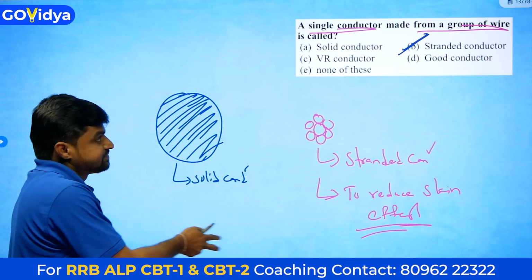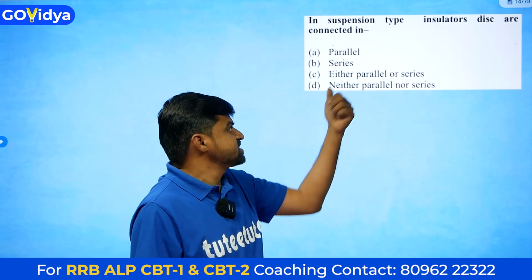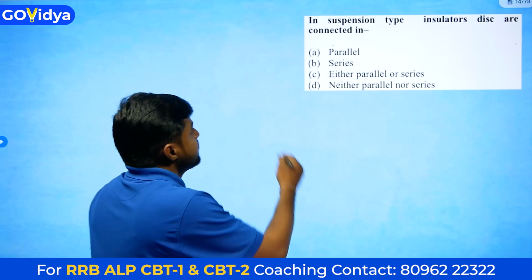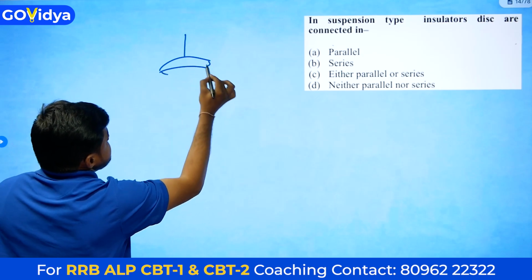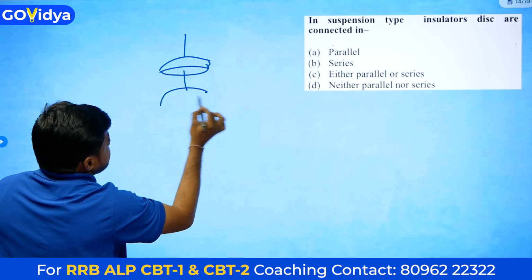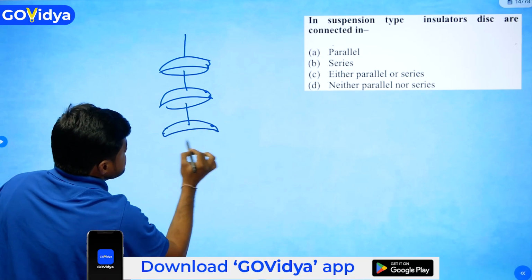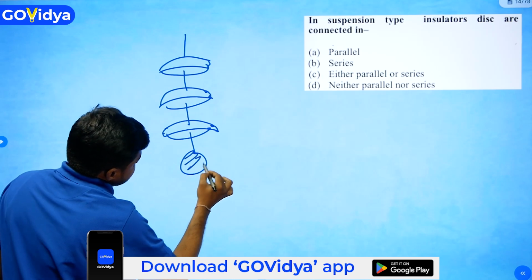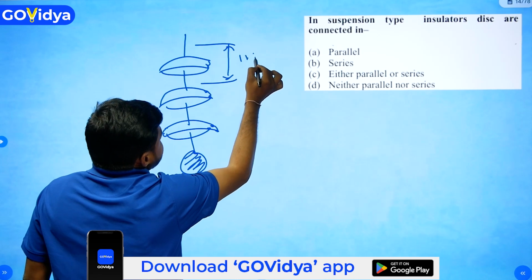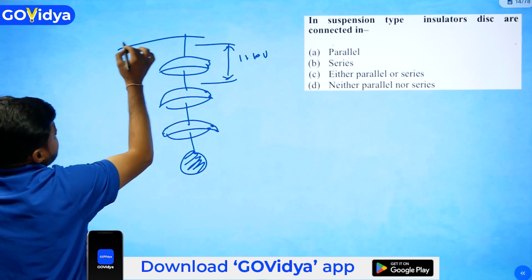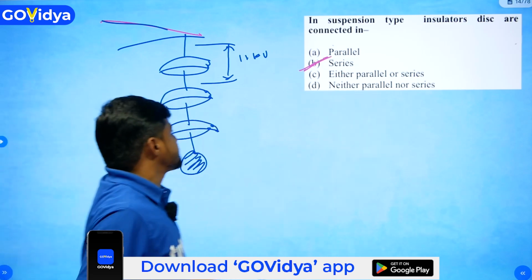Next question. In a suspension type insulator, the discs are connected in parallel, series, either parallel or series, none of the above. In a suspension type insulator, the discs are connected in series. This is a disc. These discs are connected in series. This is the conductor. Each disc can withstand voltage up to 11 kV. Depending on voltage, we will increase the number of discs. From the options, option B is the correct answer. Discs are connected in series.